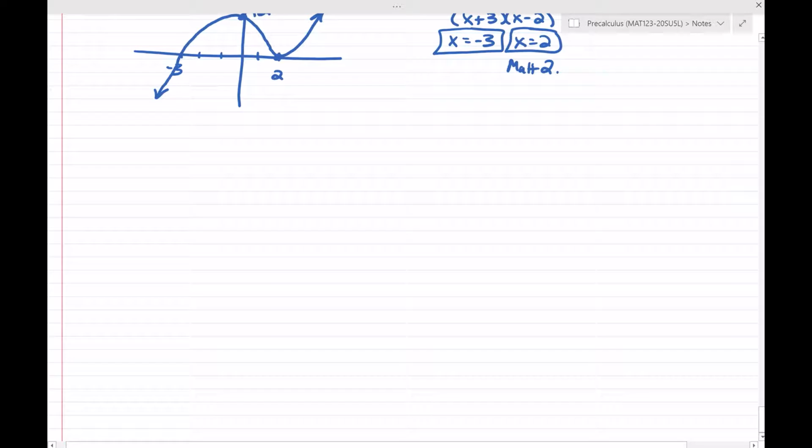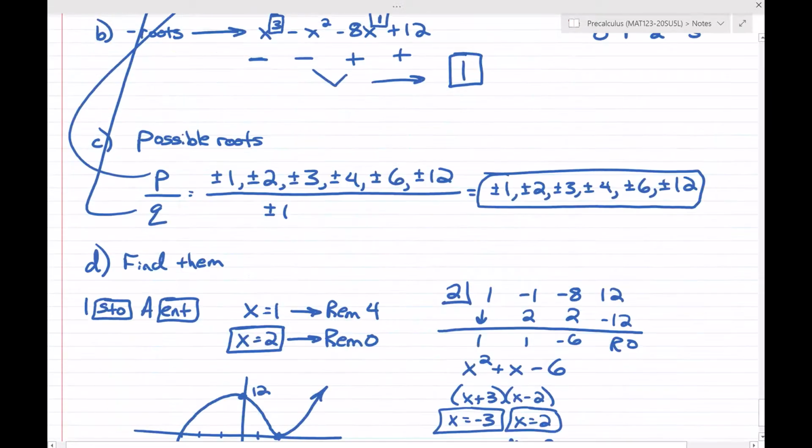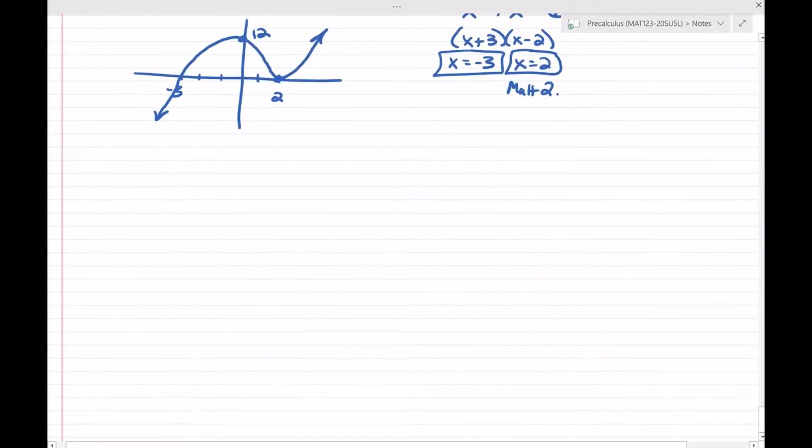Let's try another problem. What if we had this one? F of x is equal to 2x to the third plus x squared minus 2x minus 1. Okay, we'll go through our steps. Step 1 is we find how many positive roots are there.